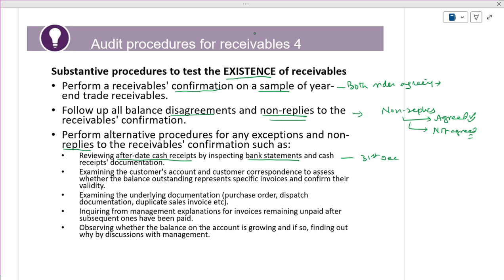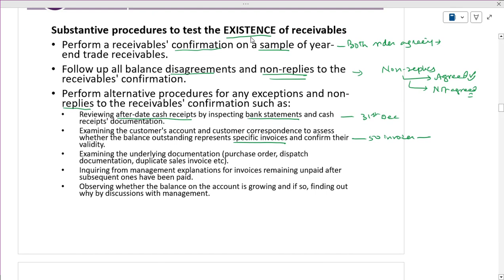Examine the customer account and correspondence, to see whether the balance outstanding is for any specific invoices. Assume you are sending 50 invoices. Among those 50 invoices, there will be some disagreement. What you have to do is get the correspondence for that: which invoices have a specific disagreement.